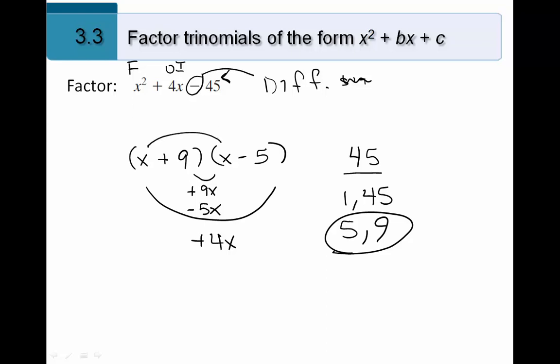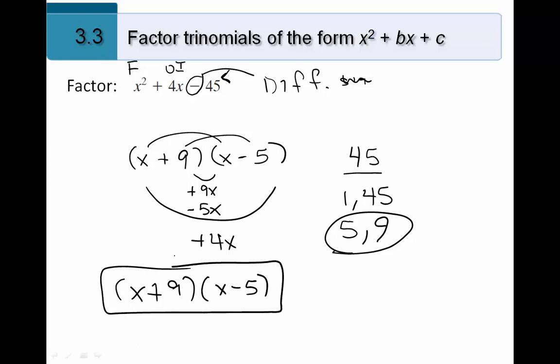X times x is x squared. I already checked my inner and outer. 9 times negative 5 is negative 45. So we get x plus 9 multiplied by x minus 5, or you could have x minus 5 times x plus 9.